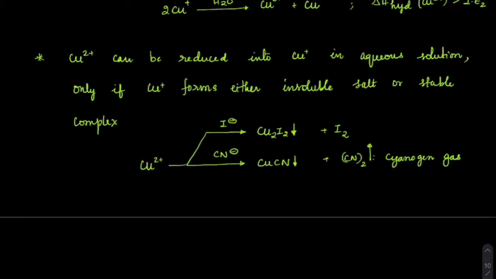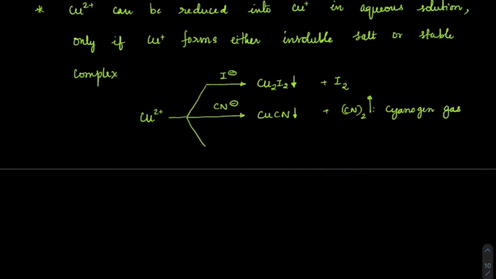Same thing if you check out with SCN minus, you will have CuSCN, which is also a precipitate here, plus (SCN)2. This is thiocyanogen gas, that is also a harmful gas. Okay, so I hope you understood that, right?